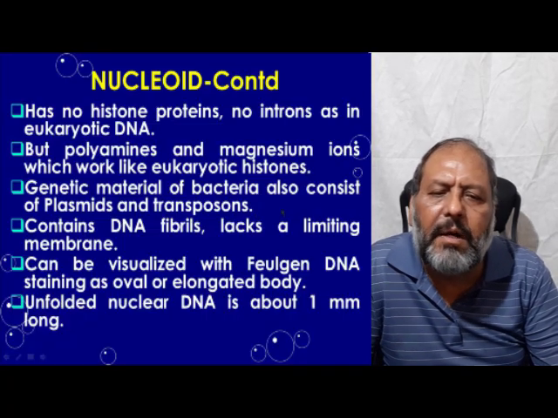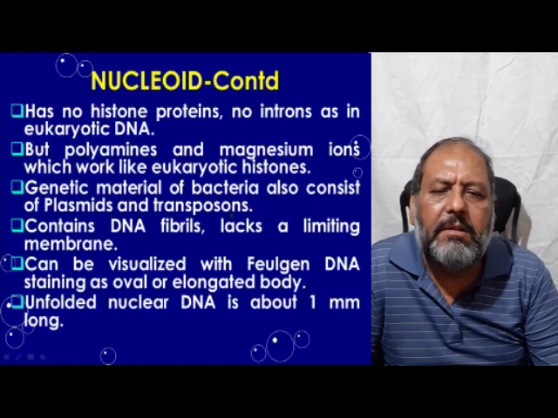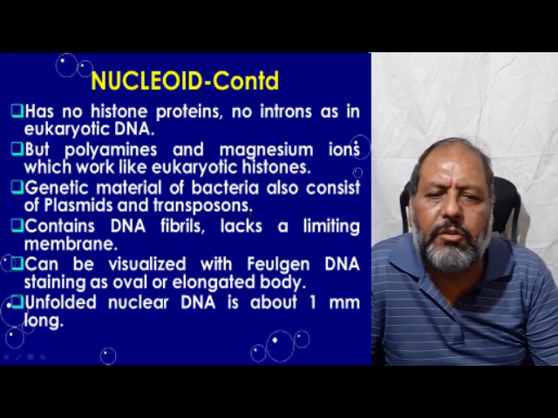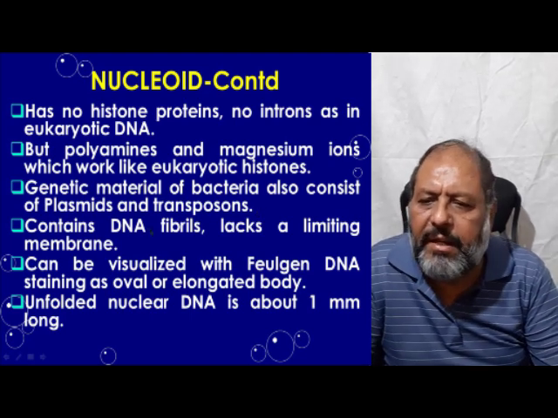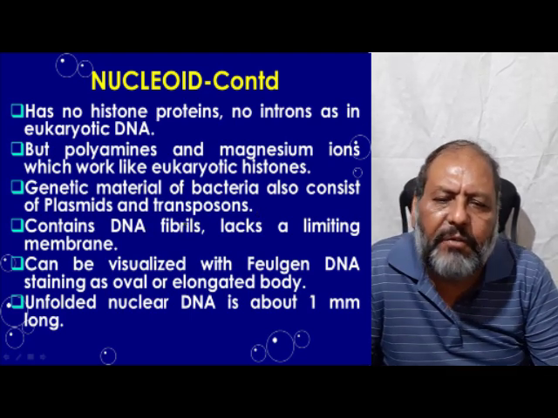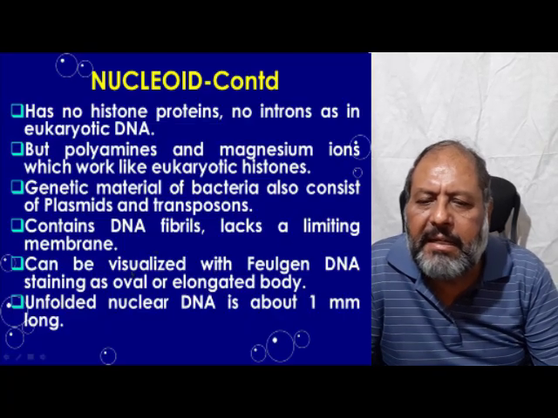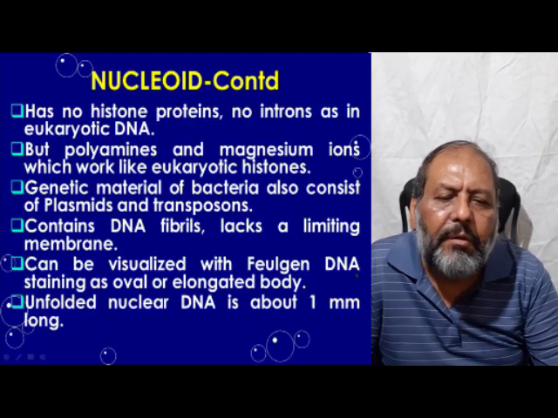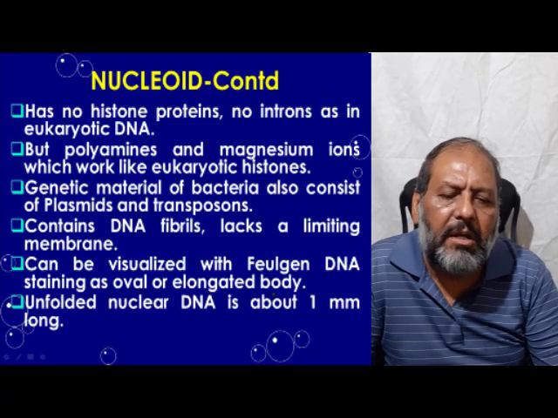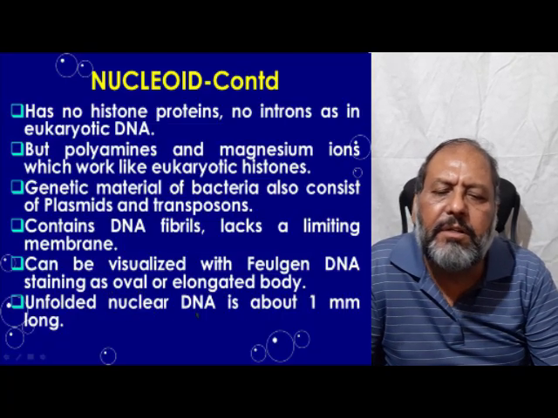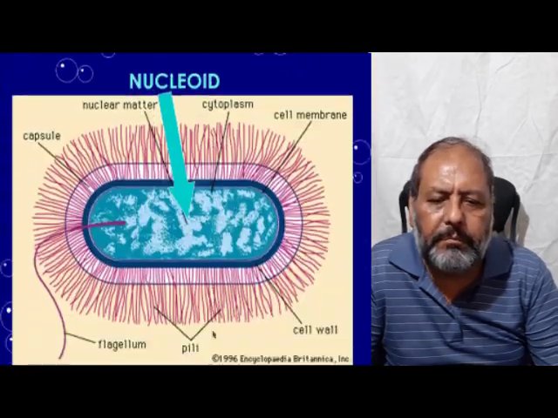The genetic material of the bacteria also consists of plasmids and the transposons. These are also pieces of DNA, or work like DNA, that contain DNA fibrils, but they lack a limiting membrane. It can be realized with the Feulgen DNA staining as an oval or elongated body. Unfolded nuclear DNA is about 1 millimeter long.